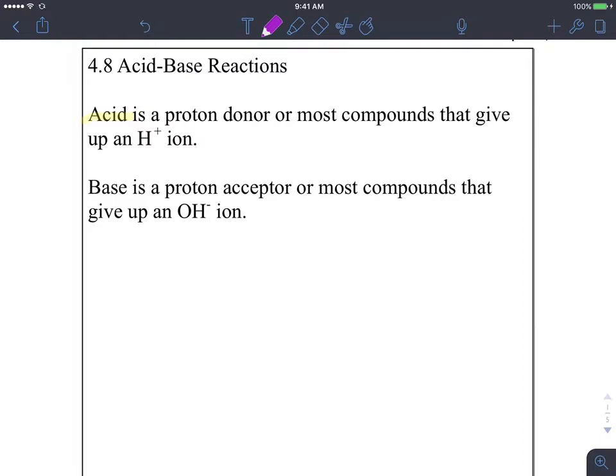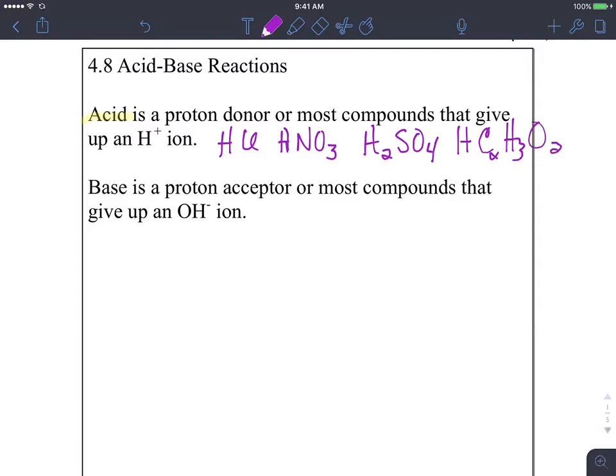So when we're looking at what is an acid, it's anything that starts with an H. So it's HCl, it's HNO3, it's H2SO4, it's HC2H3O2. It's just about anything that starts with an H. In fact, to some extent, it's actually water as well.